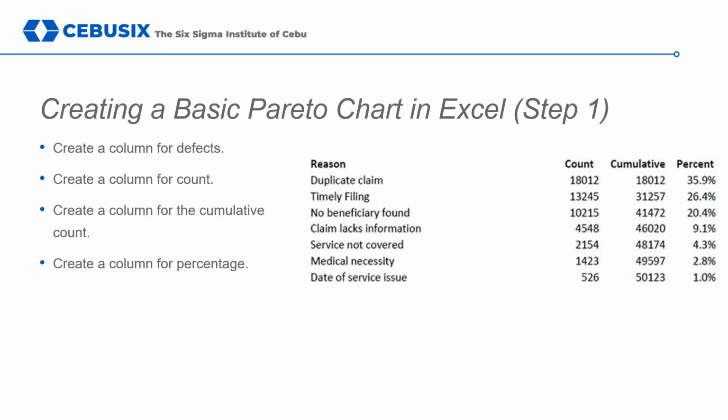Then we create a third column for the cumulative count, which provides a running total. Finally, you create a fourth column for the percentage. You do this by dividing the individual count for the row in the second column by the total count of all the rows in the second column.